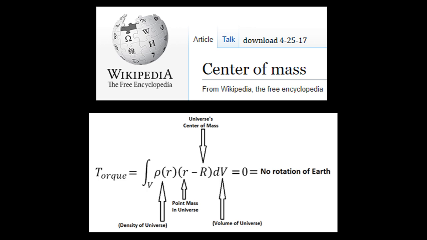Let's look again to Wikipedia to verify this fact, this time from its article on the center of mass, downloaded April 17, 2017. Quote, "If the reference point R is chosen so that it is the center of mass, then the resultant torque, T, is 0. Because the resultant torque is zero, the body will move as though it is a particle with its mass concentrated at the center of mass.